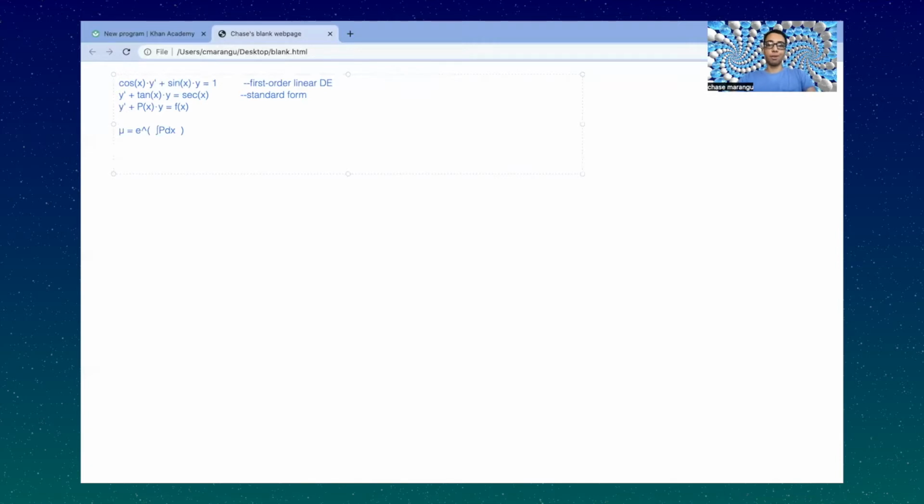Assume you're familiar already with solving first order linear differential equations, in which case this one wouldn't be so hard for you anyways. But the next step is to rewrite the equation like so.